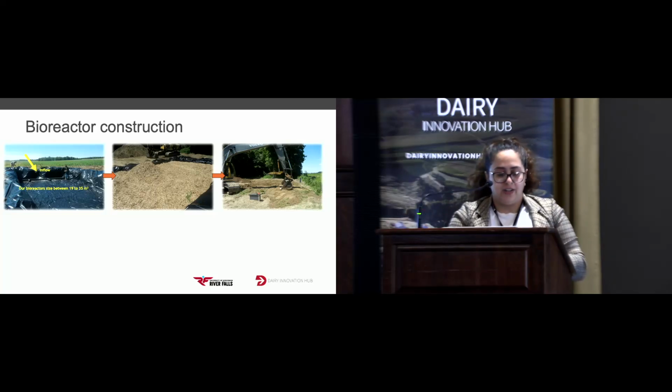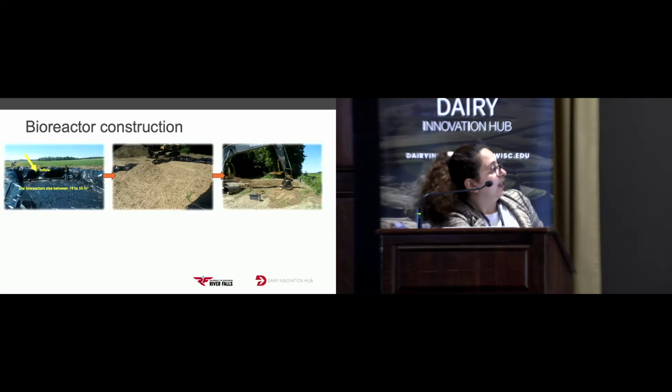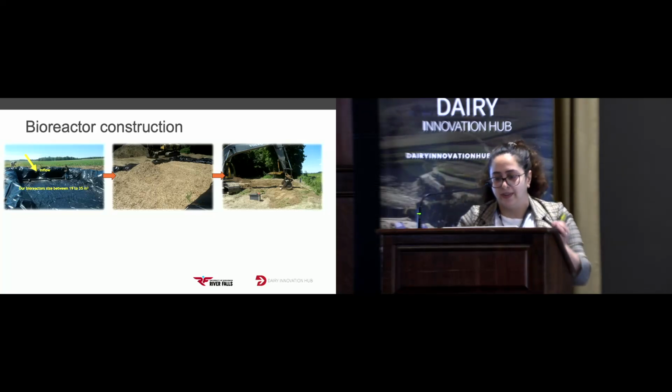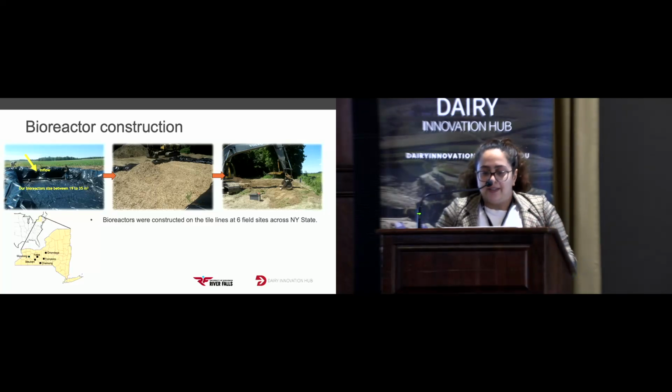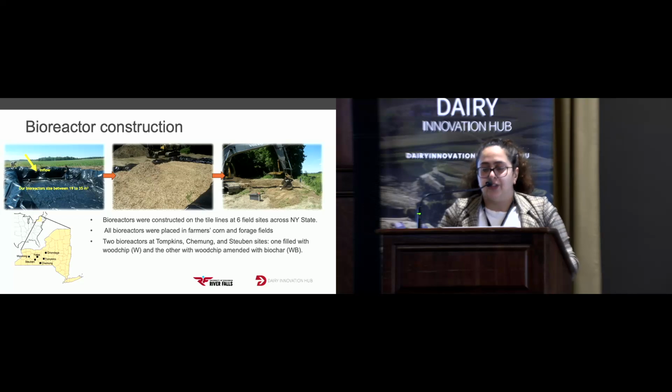Here you can see the two outlets. This is the outlet from the field, the input of the tile drain into the reactor, and here is the outlet from the reactor where we got the samples from. We had quite a number of those, 9 reactors at 6 field sites. We monitored them for about 1 to 6 years, depending on the location, and we had them in New York State.